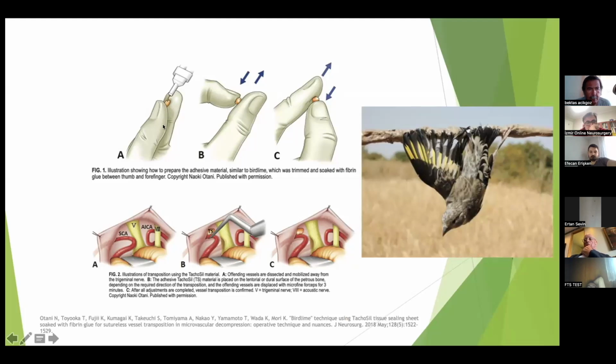TachoSil is rolled into a small nodule, and then they apply fibrin glue over this. So after applying fibrin glue over the TachoSil nodule, they will apply it over the petrous region where the superior cerebellar artery can be stuck on, so that the trigeminal nerve is relieved of the compression. So that can be quite useful in the management of trigeminal neuralgia as a surgical technique.